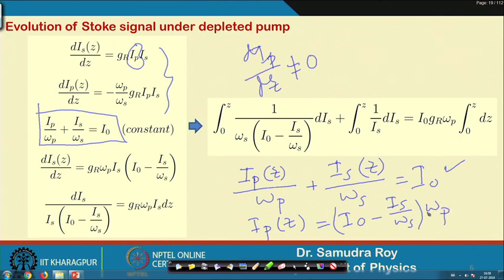omega p. Now if I replace this I p here, which we have done in this line, you can see that the equation solely depends on I s. On the left hand side we have I s, on the right hand side we have I s. So, now we need to solve this simple differential equation. I just decoupled this by using this equation, which suggests that the total photon number will remain conserved. From that we can decouple one equation which is related to the signal, and then we are in a position to solve the equation.